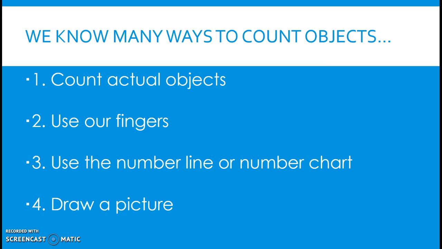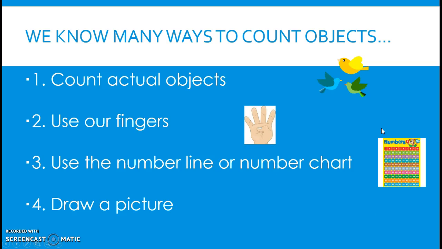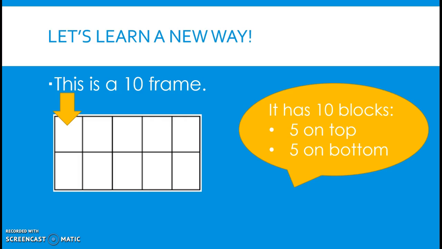In first grade, we've learned a lot of different ways to count these objects. We've learned that you can count the actual objects, 1, 2, 3, or you could use your fingers. We've also learned that you can use the number line or the number chart, and we've learned that we can draw a picture to help solve these problems. Well, today we're going to learn a new way to count.